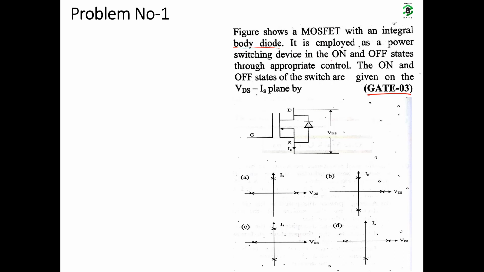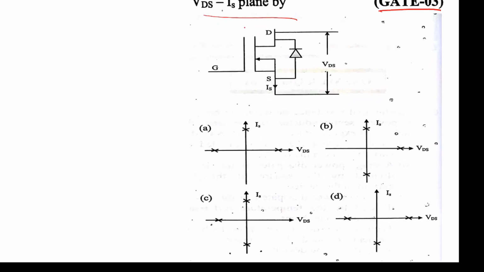It is employed as a power switching device, in on and off state through appropriate control. The on and off states of the switch are given on the VDS-I scale. So you have to draw these V and I characteristics. It is a simple MOSFET with body diode, just as we have seen now. What we have seen is that it is unipolar and bidirectional. That is, it will block only this polarity of voltage.